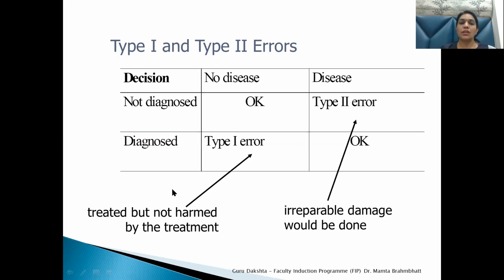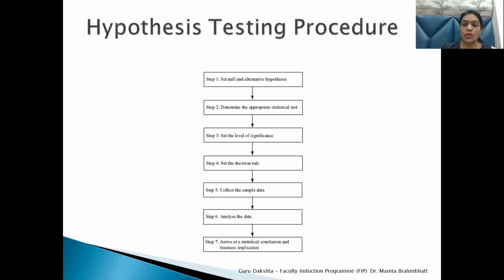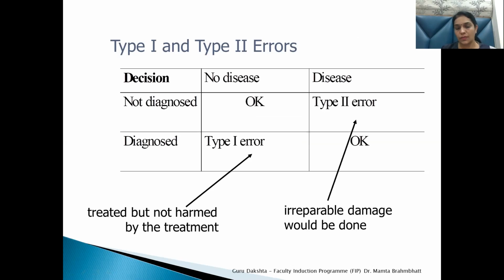When a doctor commits a type 1 error, it just involves a cost of 20,000 to 50,000 for a CT scan. But when you are committing a type 2 error, it is irreparable damage. When you are committing a type 1 error, it is treated, and there is no harm. You can go for the type 1 error, it is allowed. So if you want to reduce these errors, you need to keep the level of significance accordingly.